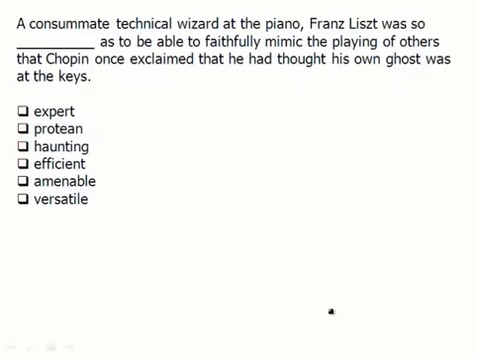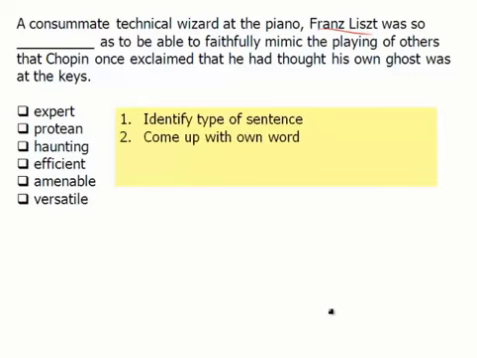A consummate technical wizard at the piano, Franz Liszt was so blank as to be able to faithfully mimic the playing of others that Chopin once exclaimed that he thought his own ghost was at the keys. Okay, well, let's identify the type of sentence. There's no shifting going on, so it's not too bad. But in coming up with our own word here, we're going to see that this is difficult. What's our own word? What's going on in this sentence?